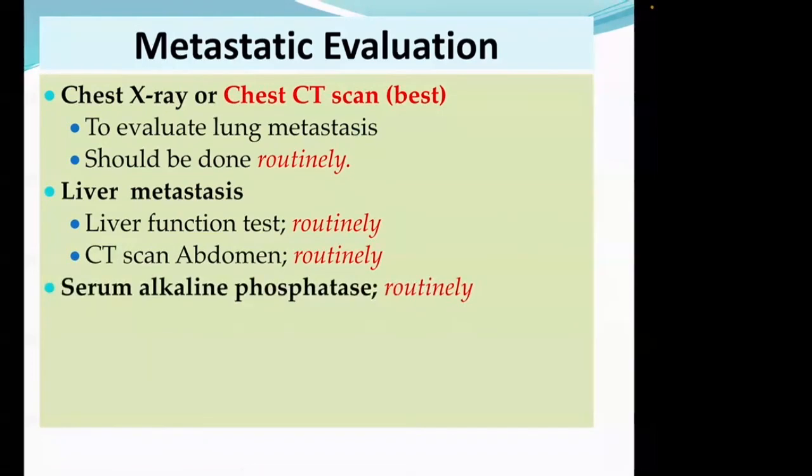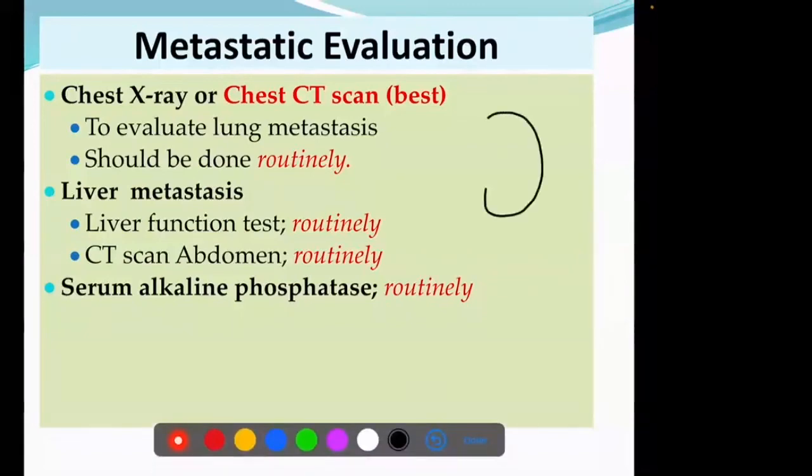Alkaline phosphatase. Alkaline phosphatase is an enzyme produced by various organs, and it is also produced by our bone. Whenever the bone is growing, the osteoblasts secrete this alkaline phosphatase. So what does it indicate? It relates to the cancer in the kidney, RCC.